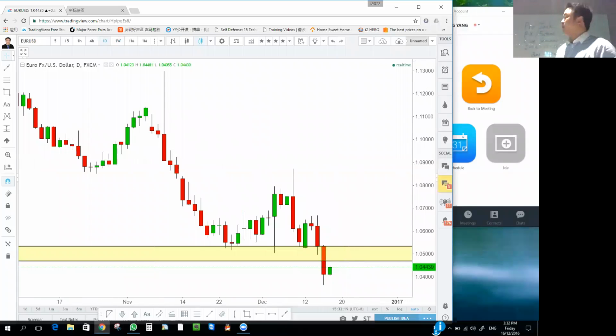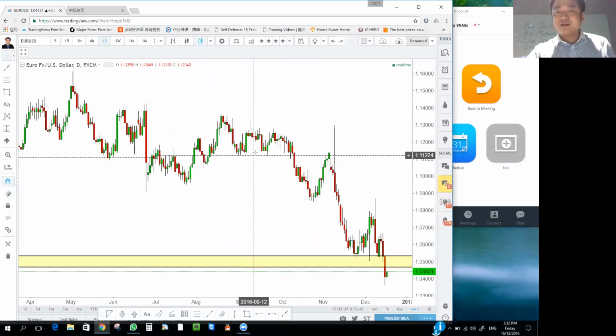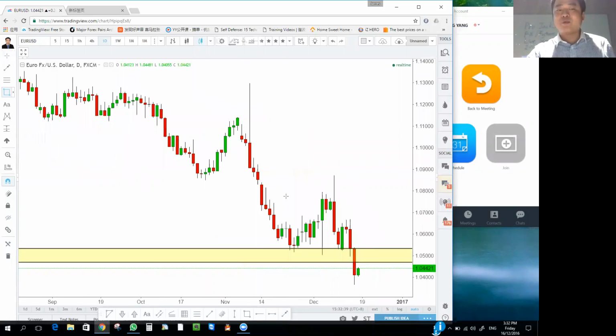Okay, so yesterday, right? We can see that this yellow box, this yellow zone was pierced. And we know that this time the support is not going to work. So we don't want you to buy the euro. We want to sell the euro, right? And where do we sell? Do you remember? Last time we sell is here, right?